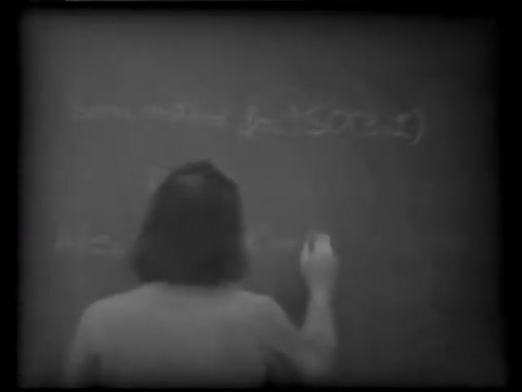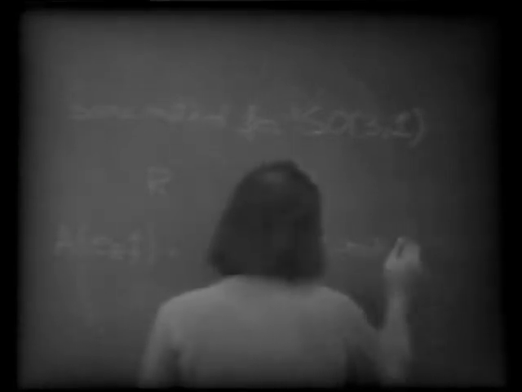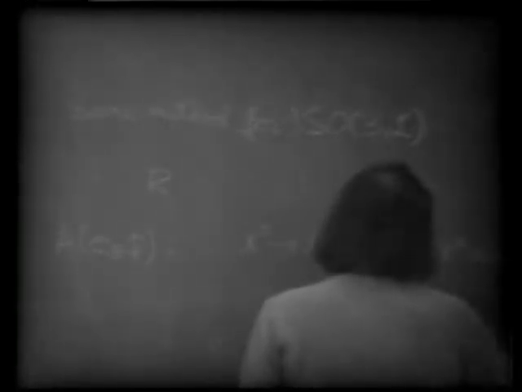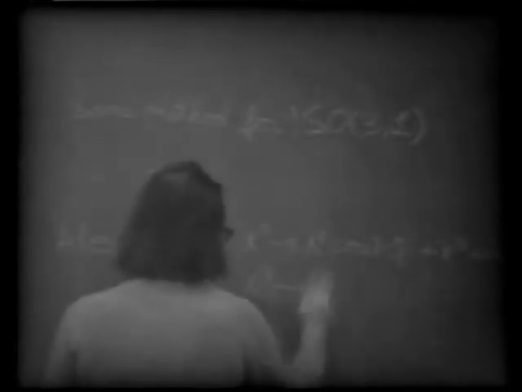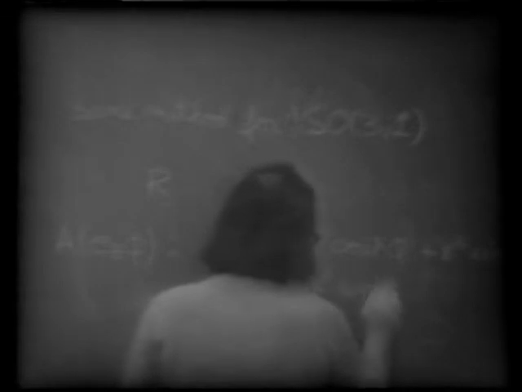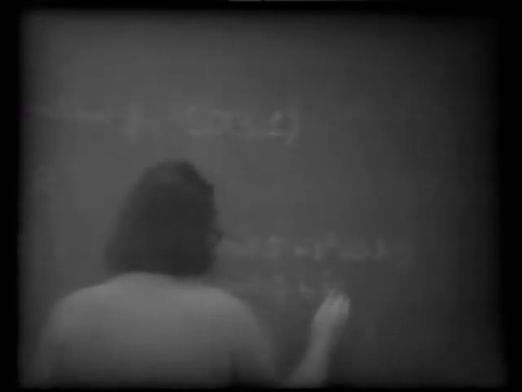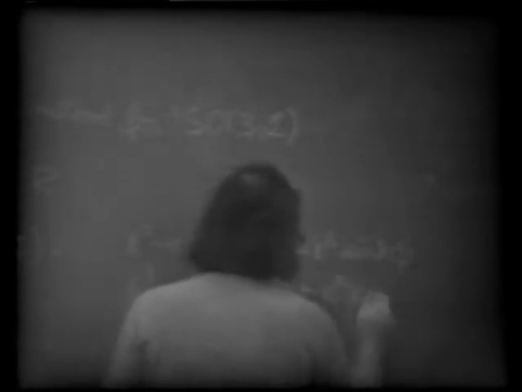A boost in the z direction by an angle phi is defined as the transformation that turns x^0 into x^0 cosh phi plus x^3, the z-axis, sinh phi. x^3 goes into x^0 sinh phi plus x^3 cosh phi. And x^1 and x^2 are unchanged.